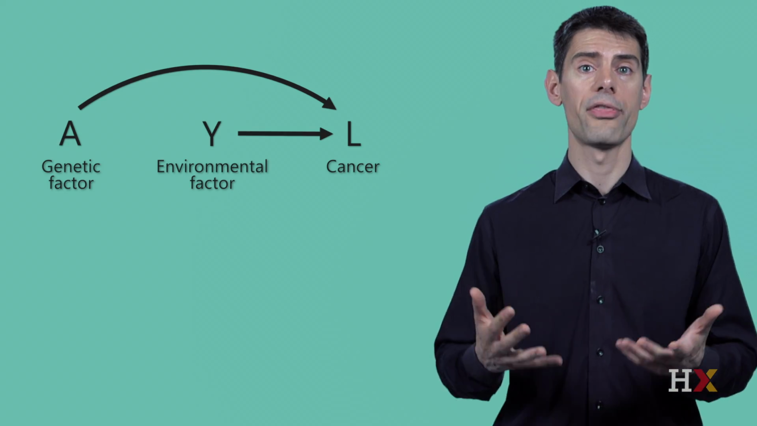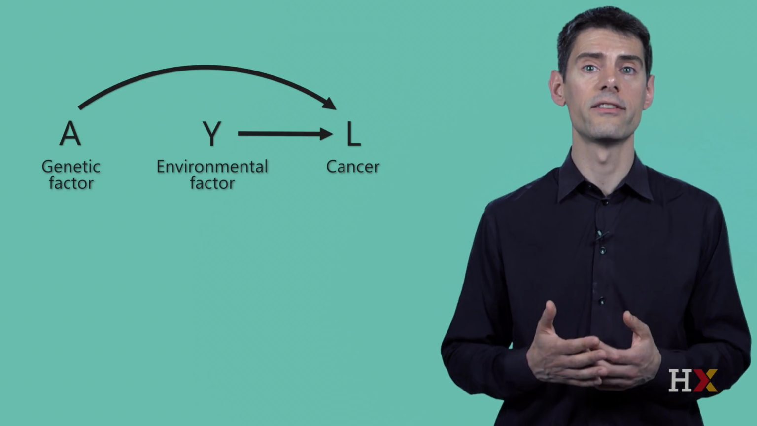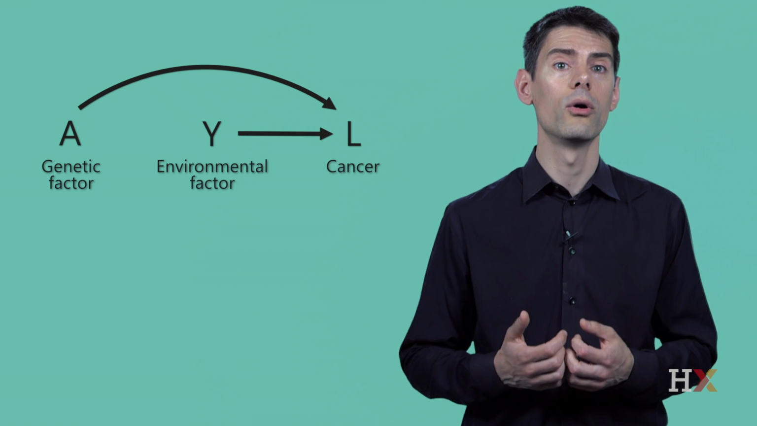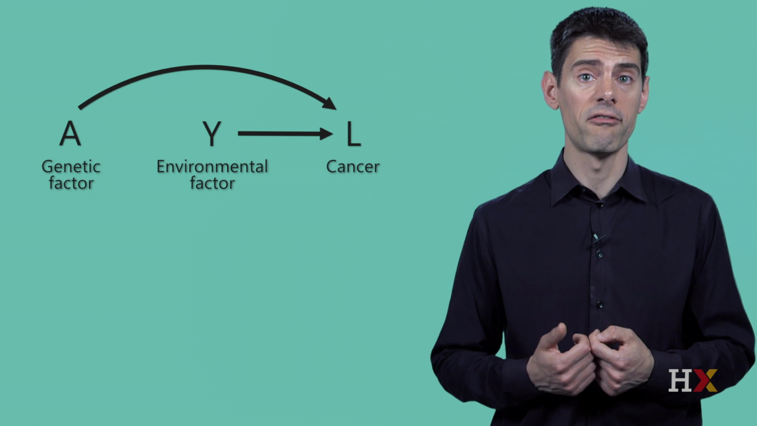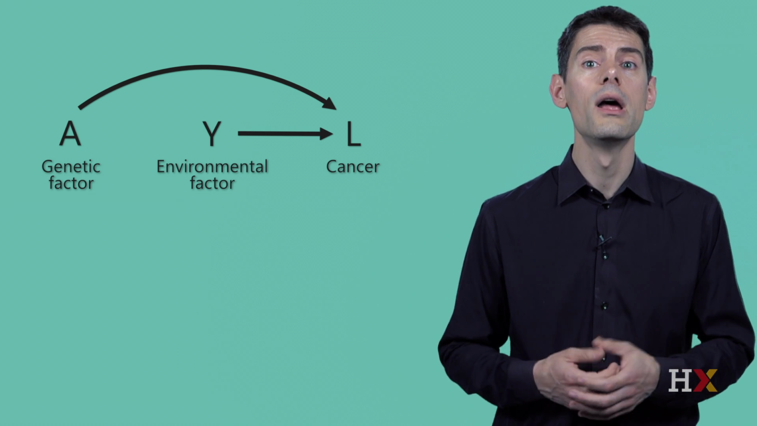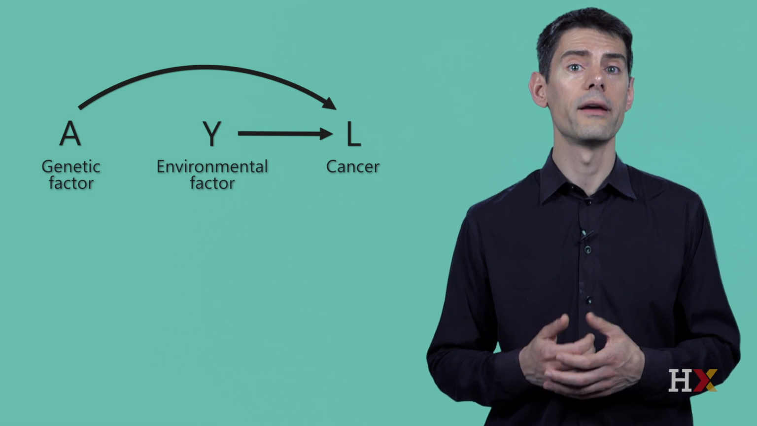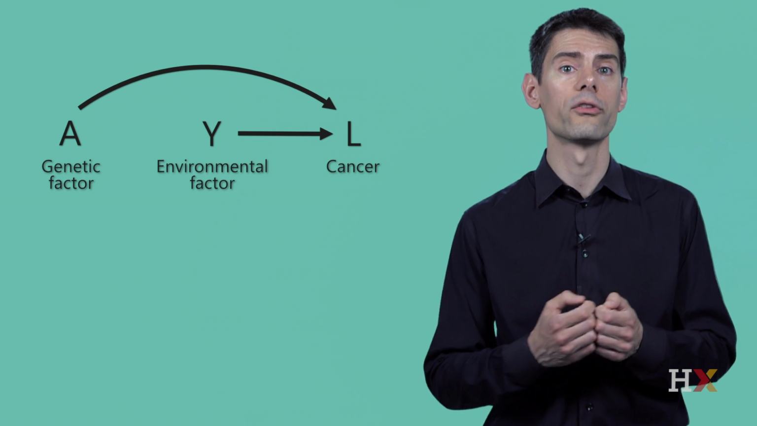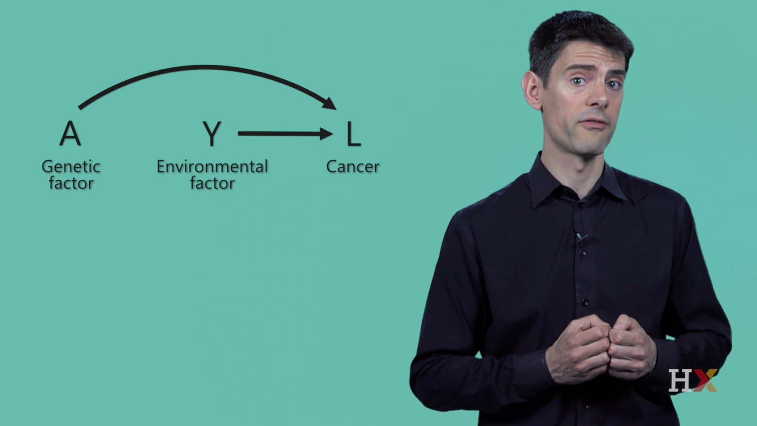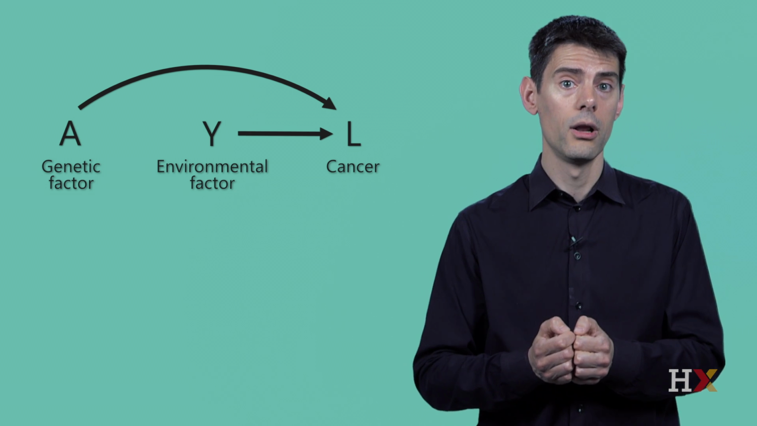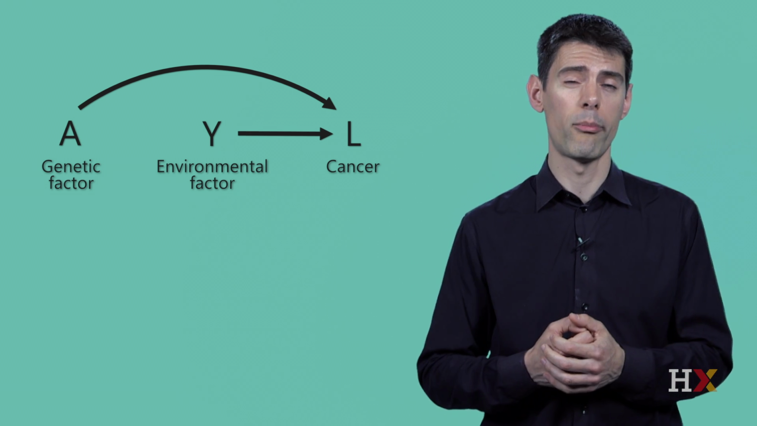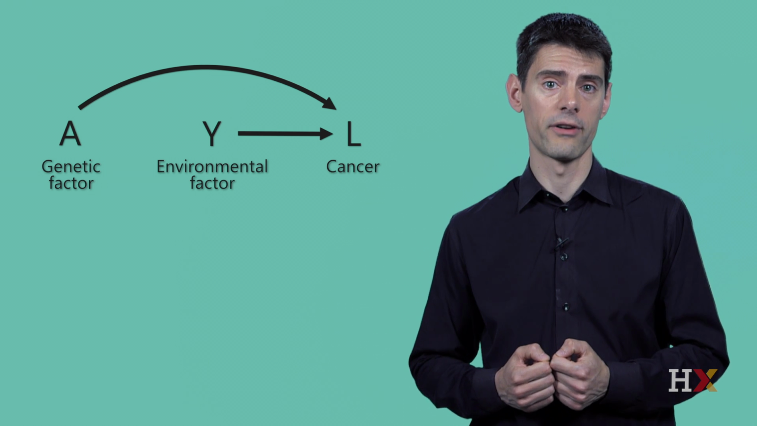For example, we can have three binary variables where A is a genetic factor, you either have it or not, 1, 0. Y is an environmental factor, you either have it or not, 1, 0. And L is cancer. There is an arrow from A to L because the genetic factor increases the risk of cancer, and there is an arrow from Y to L because the environmental factor, say exposure to high levels of air pollution, also increases the risk of cancer.